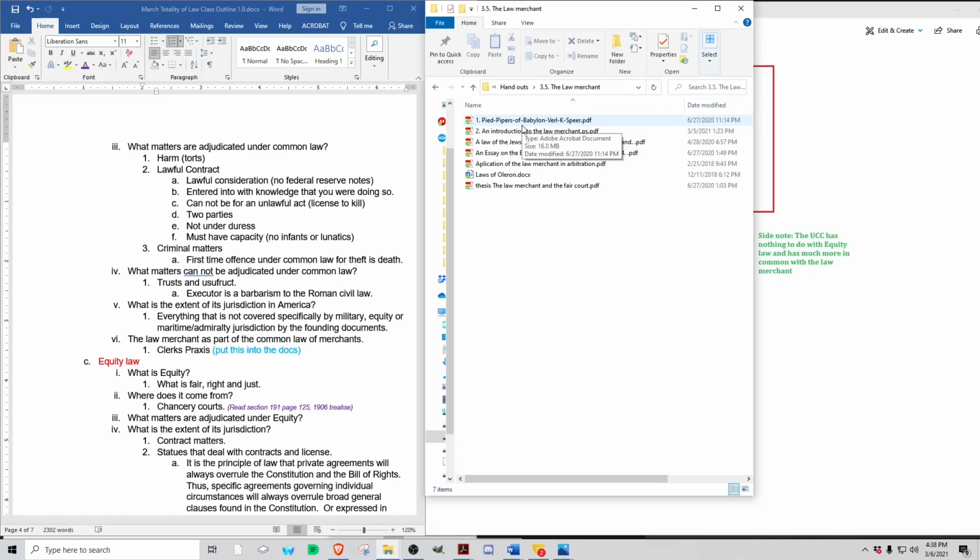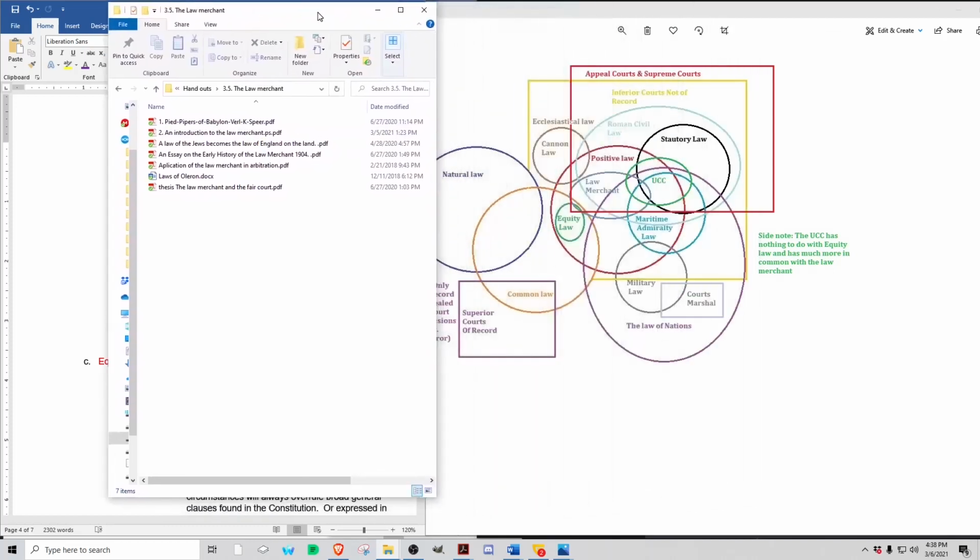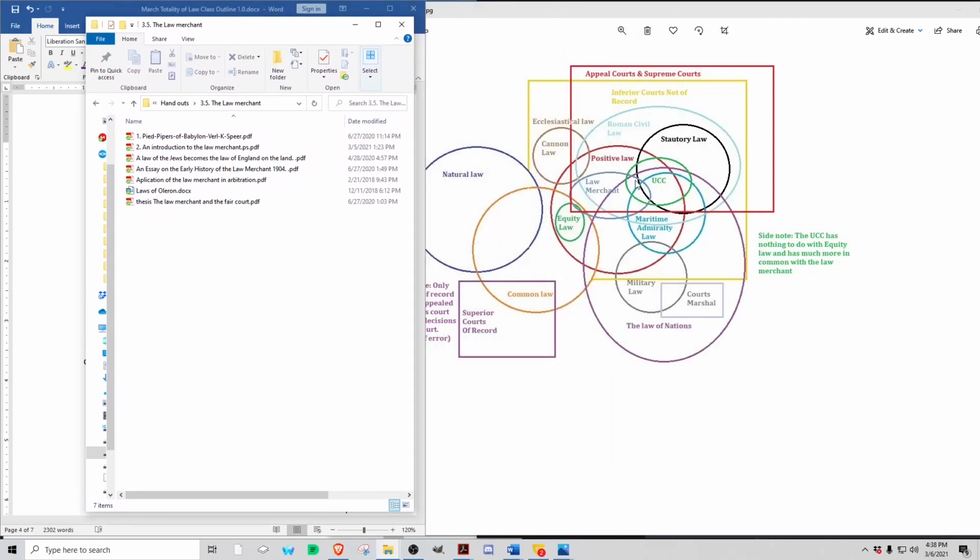So the total understanding of the law merchant is that it's an aspect of the common law of merchants, right? We've got the law merchant here under positive law, man-made law, but it does have a little bit to do with the common law of merchants. It has a little bit to do with equity and fairness between merchants. It has a little bit to do with Maritime Admiralty. It has a lot more to do with the UCC, the Uniform Commercial Code, and a bit to do with statutory law too, and Roman civil law, all wrapped in. So it's all connected.